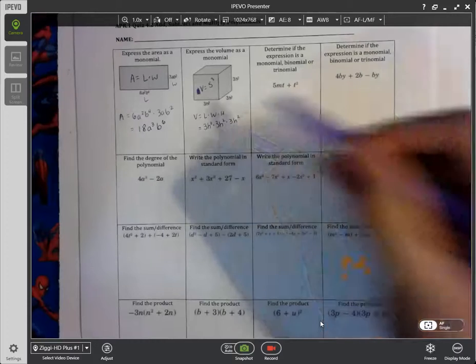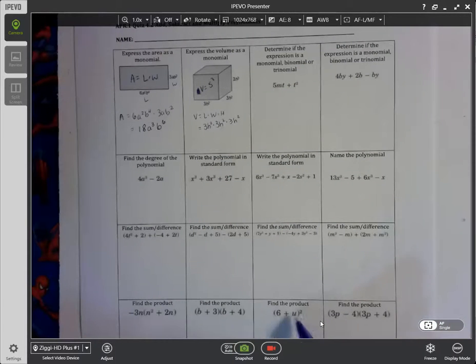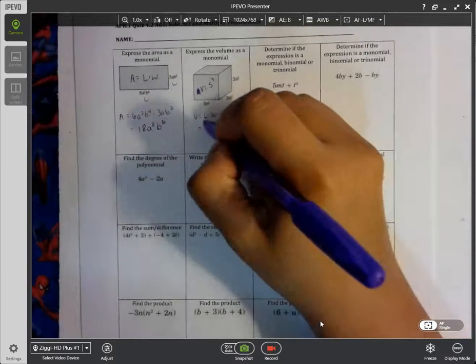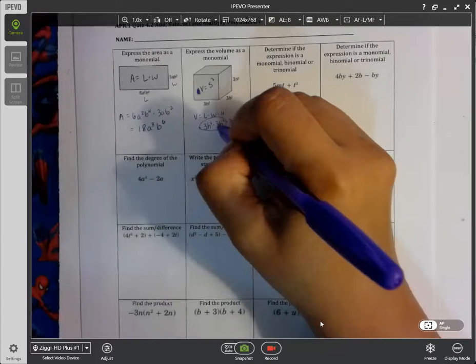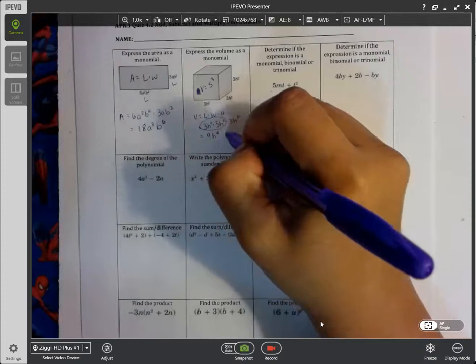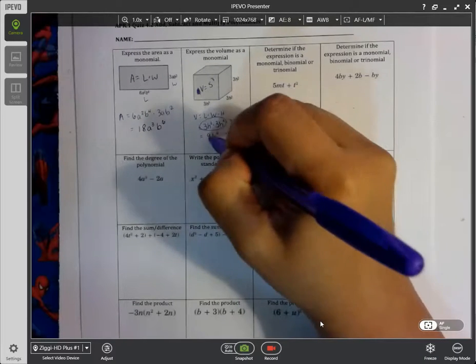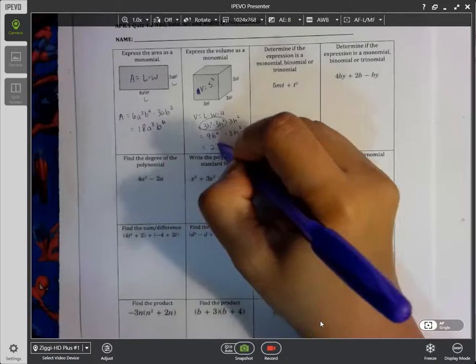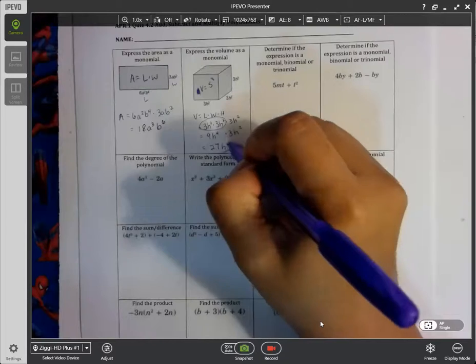If they were binomials, something like this, then you would have to multiply two at a time first, right? So 3 times 3 is 9. H squared times h squared is h to the fourth. And then you multiply it with this one. 9 times 3 is 27. You have h to the sixth.